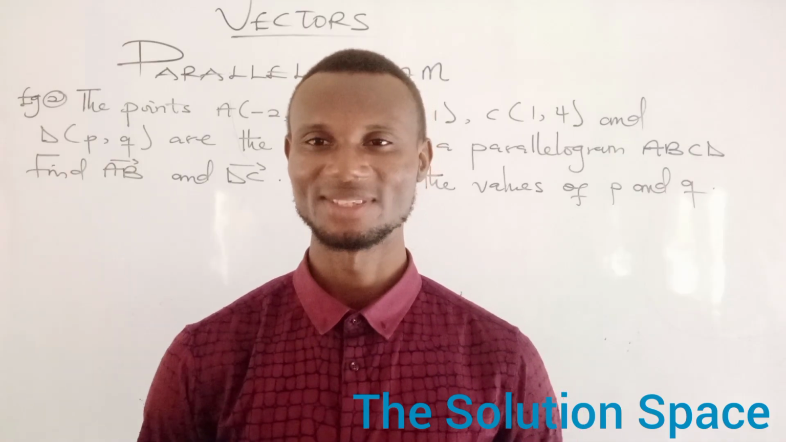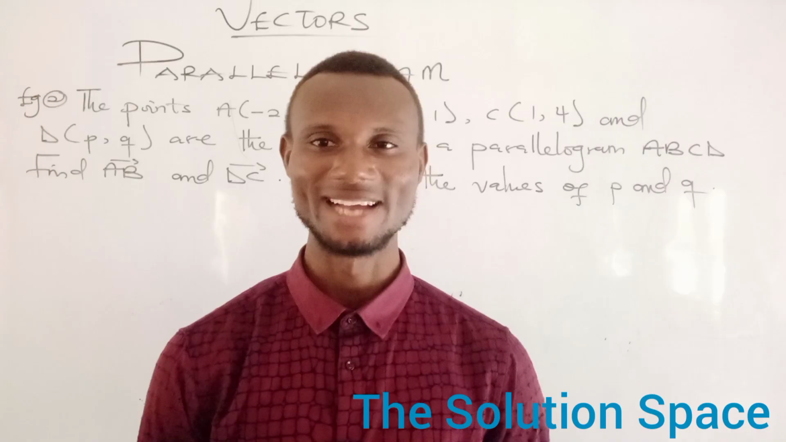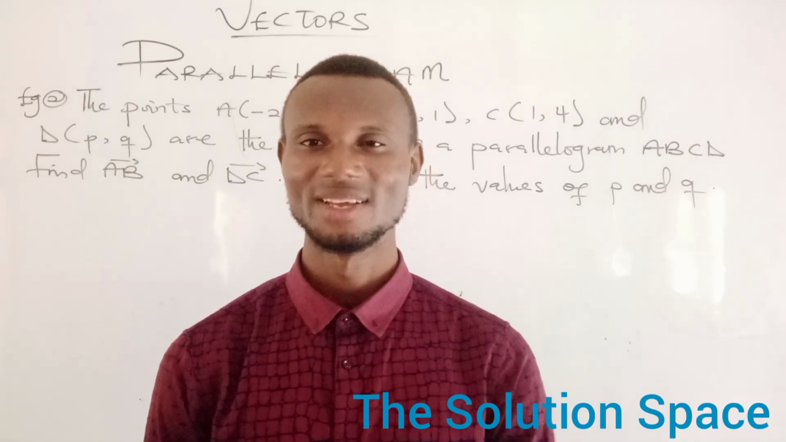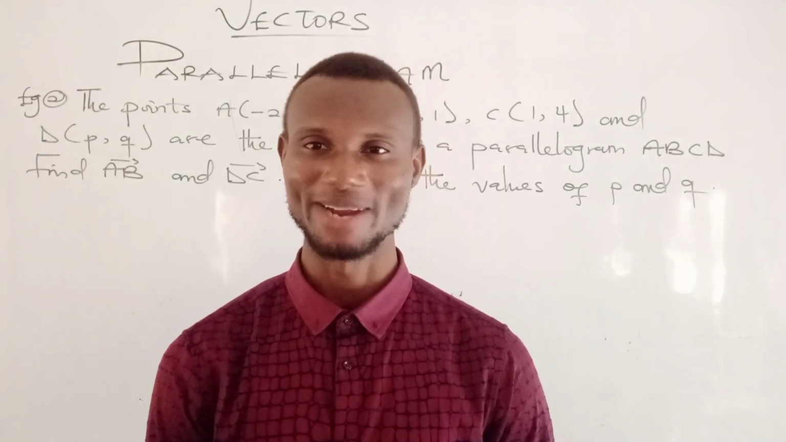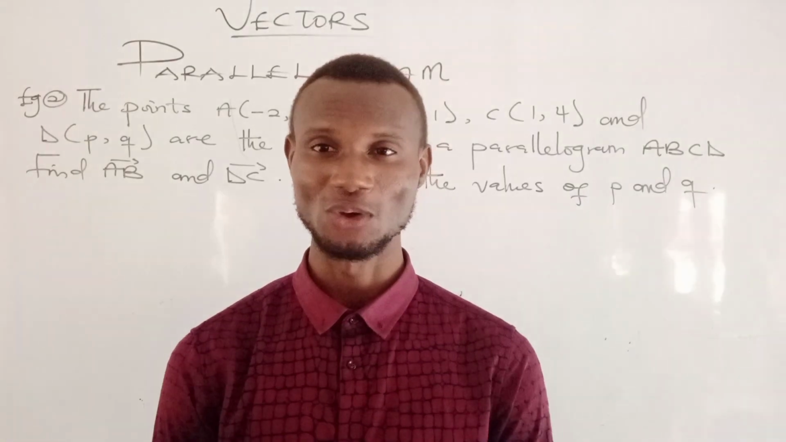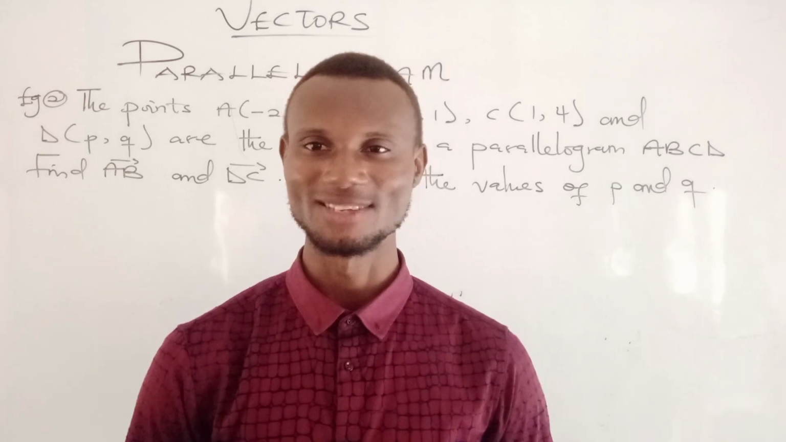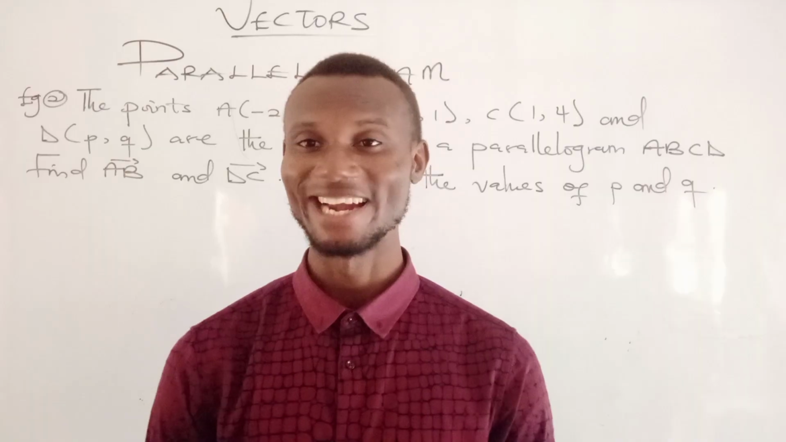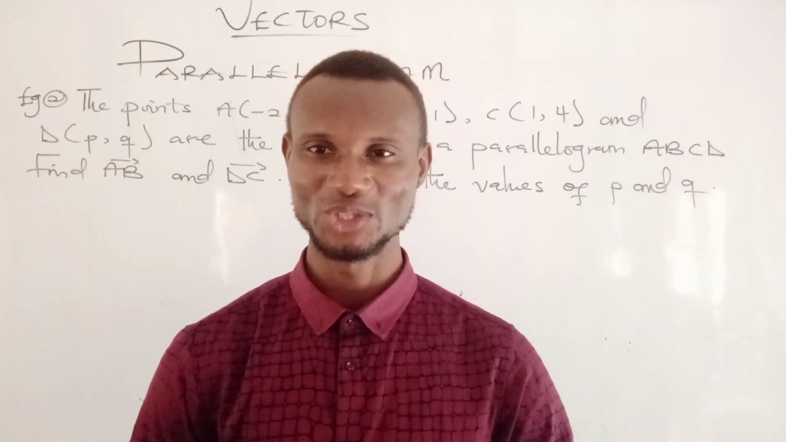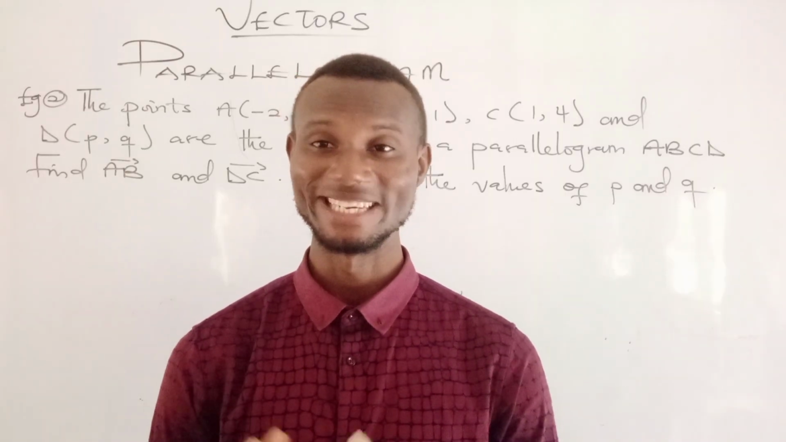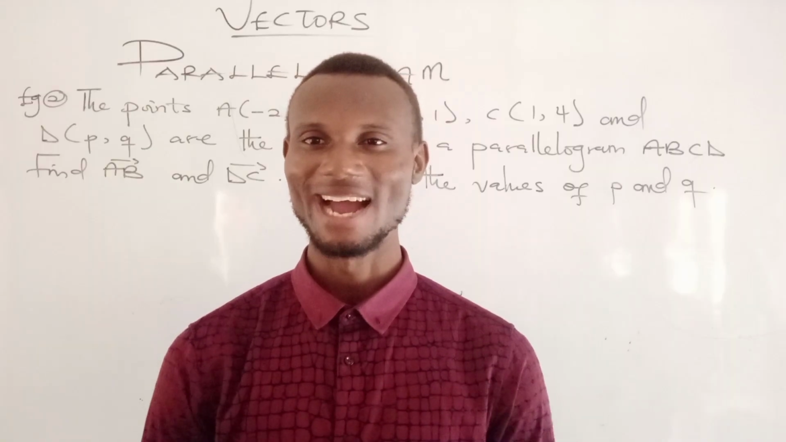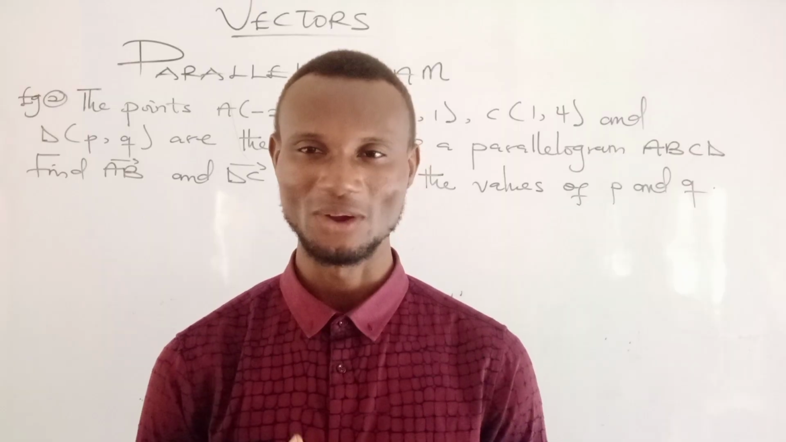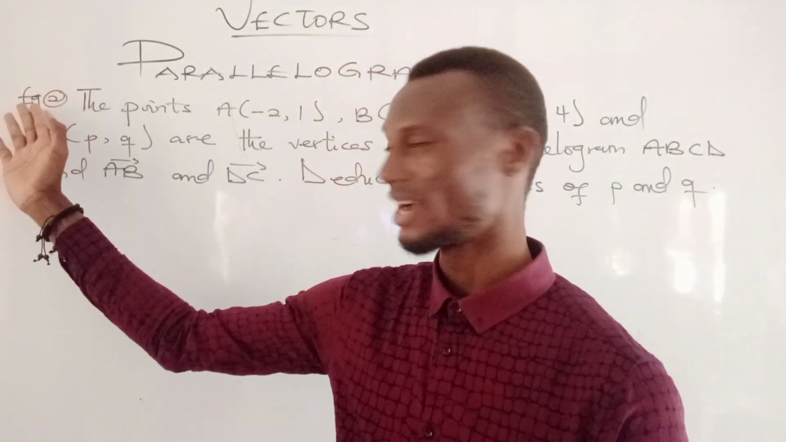In the previous videos, we started looking at the vector law that governs a parallelogram, and we've done a detailed explanation on it, and also we've solved an example on it as well, and I hope you understood it and you enjoyed the lesson as well. So in this video, I want us to solve another example on it so that you get a better understanding of it. So this is example 2, as you can see from the board.